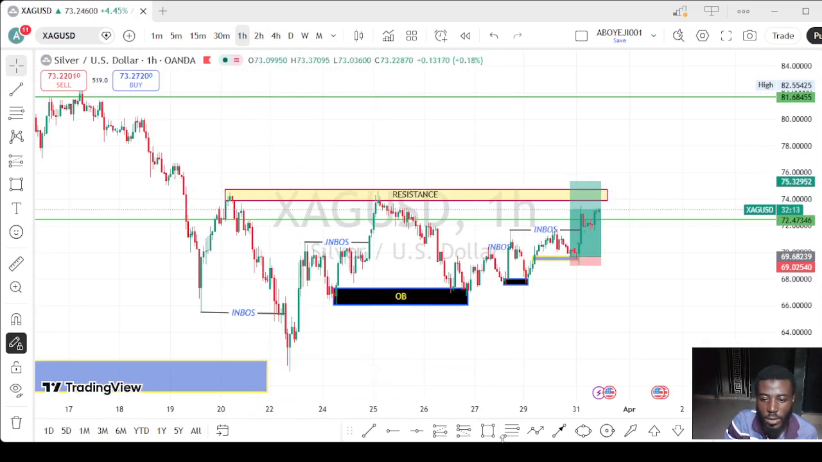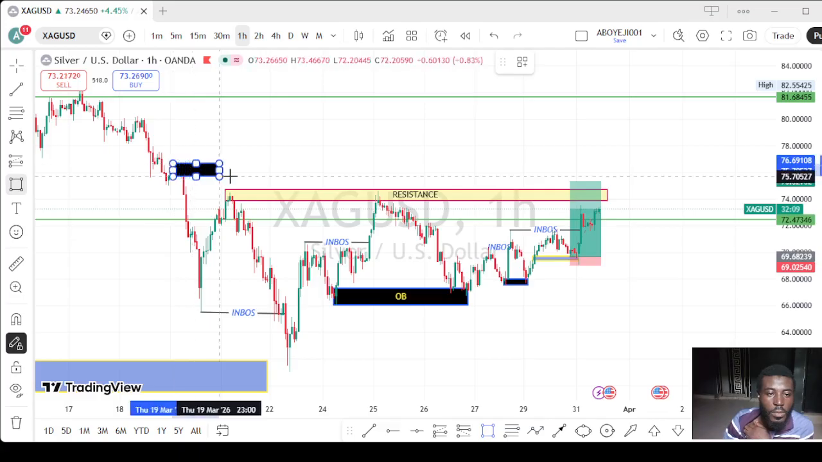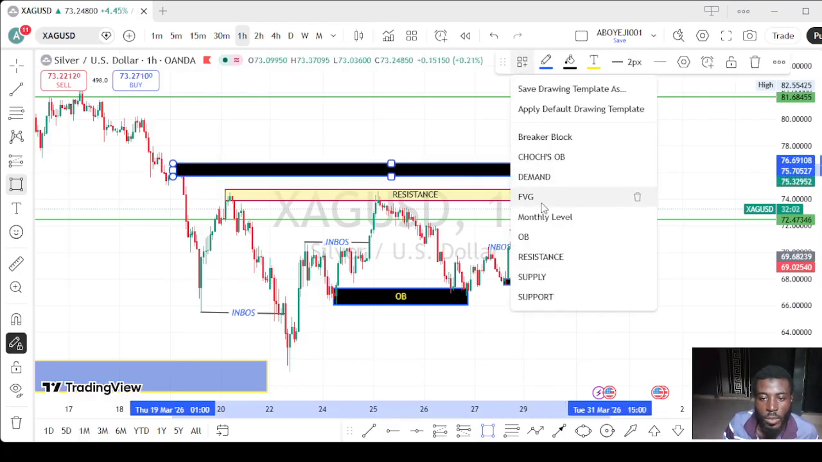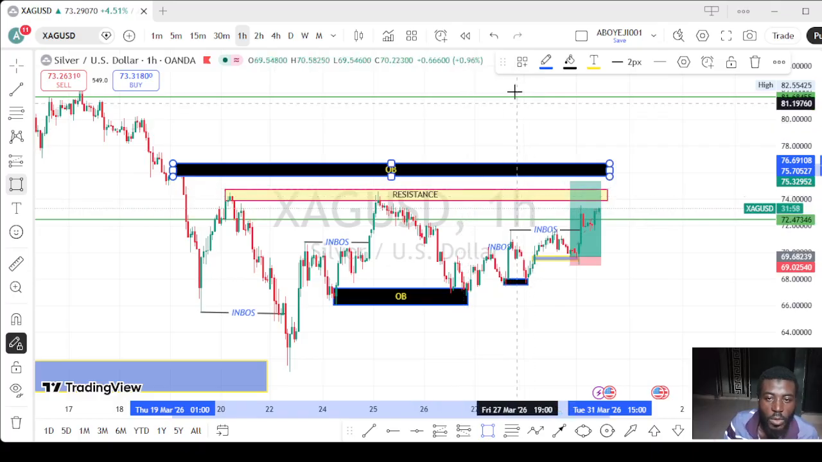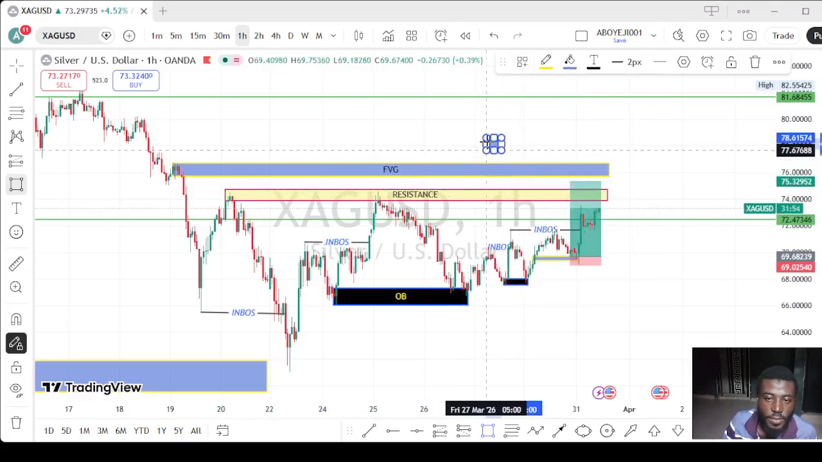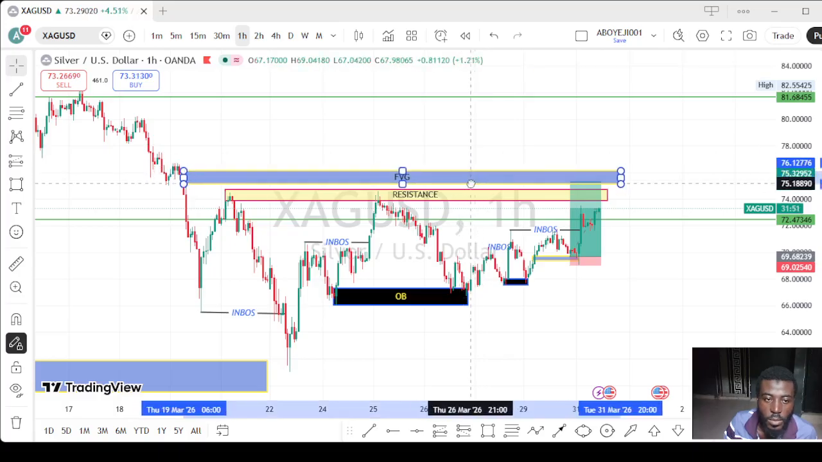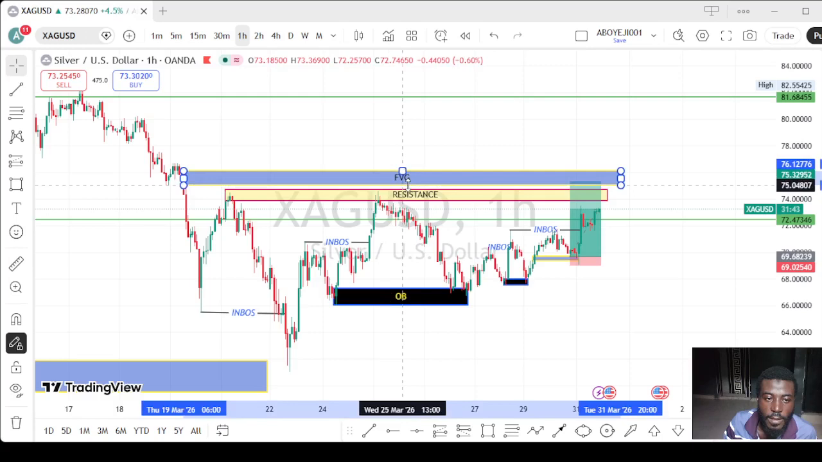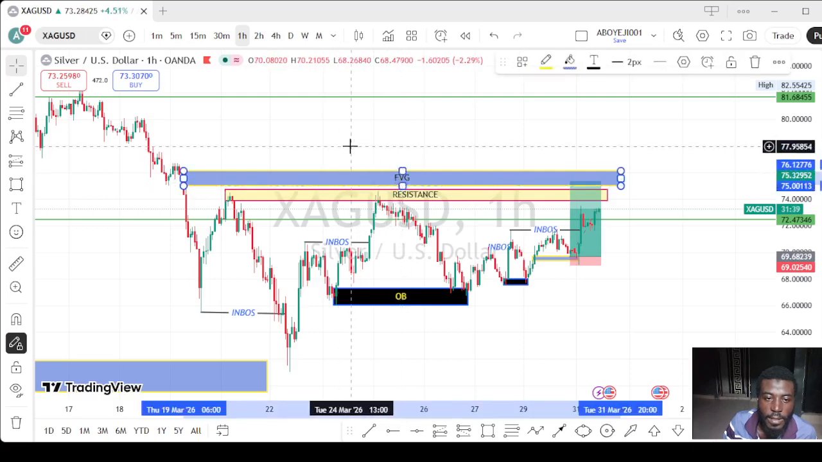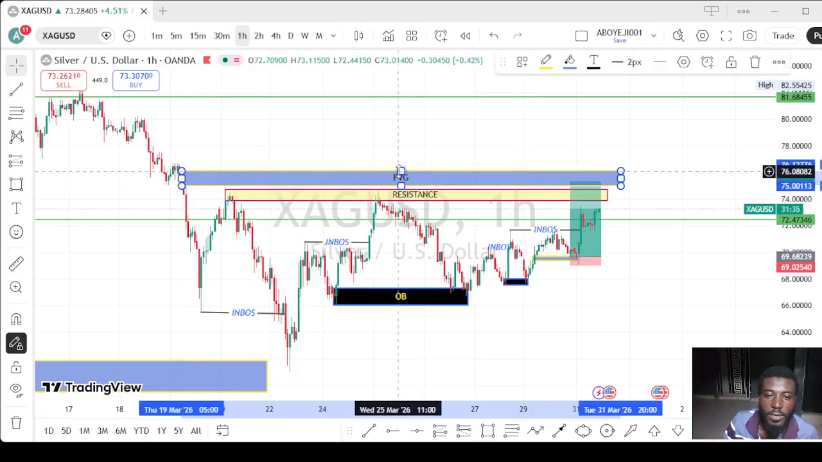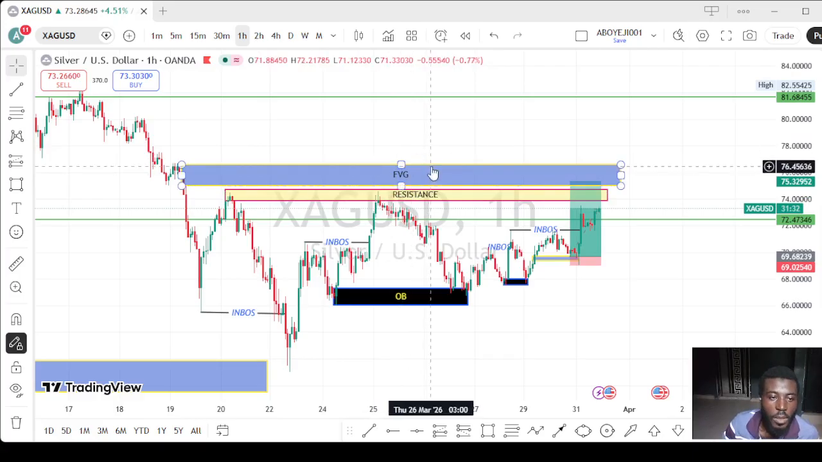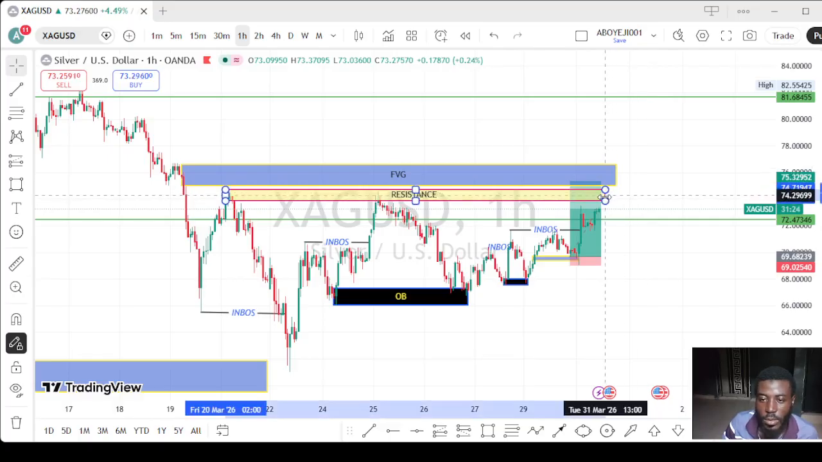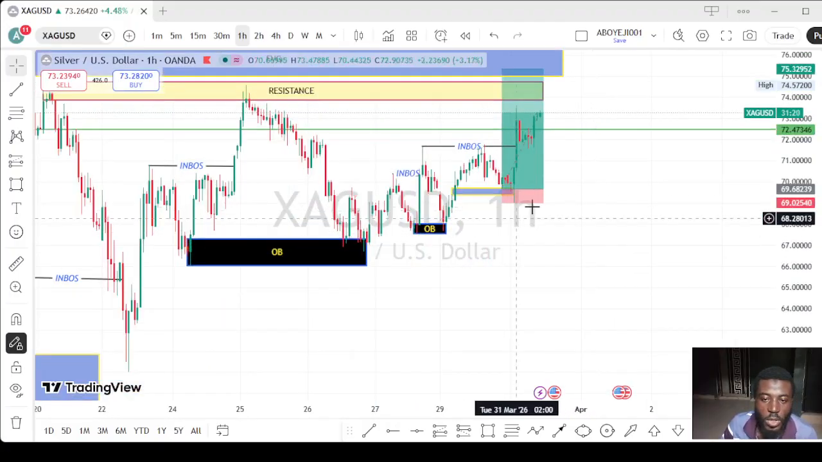We are having an FVG here on the 1 hour time frame. This is the FVG we are having. We are having an FVG here, and this is what we are having on this recent trend.